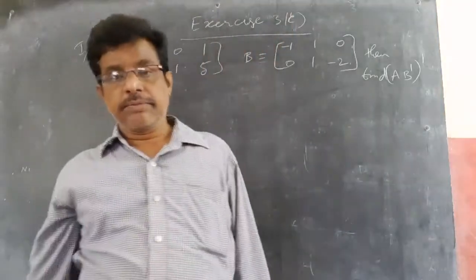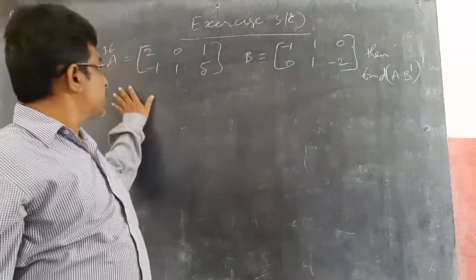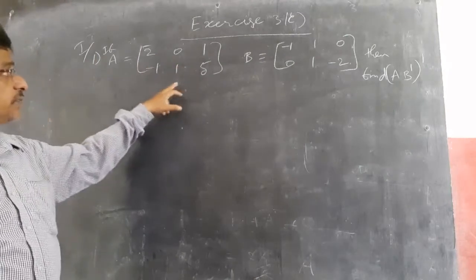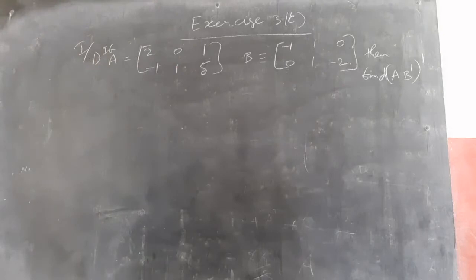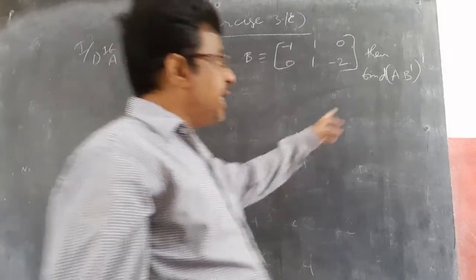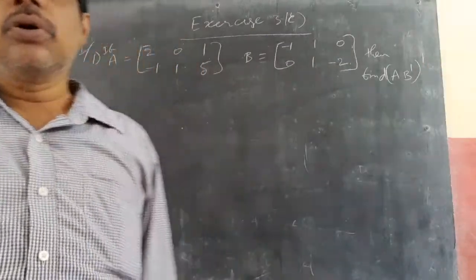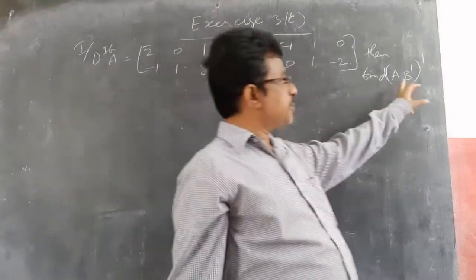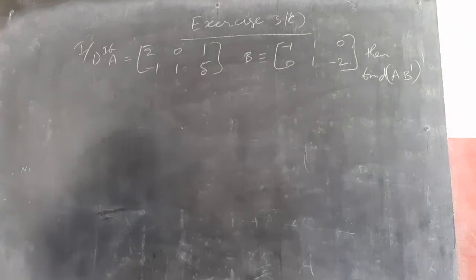Let us discuss some sums from the exercise. Exercise 3C, first sum, first Roman numeral. If A equal to [2 0 1; -1 1 5] and B equal to [-1 1 0; 0 1 2], then find (AB transpose) whole transpose. (AB transpose) whole transpose means first I need to multiply A with B transpose, then I need to get the transpose of that. So to multiply A with B transpose, first I need to find B transpose.